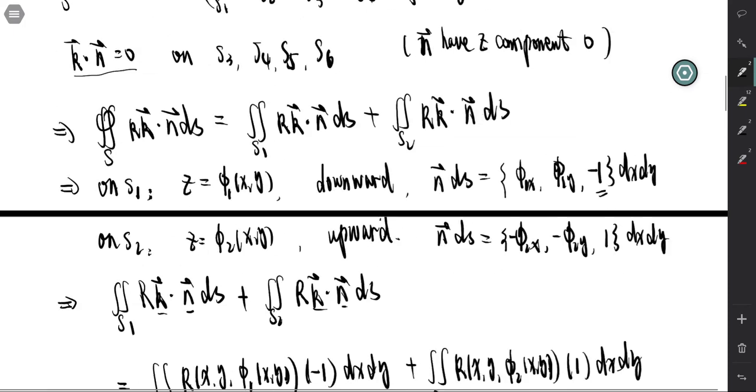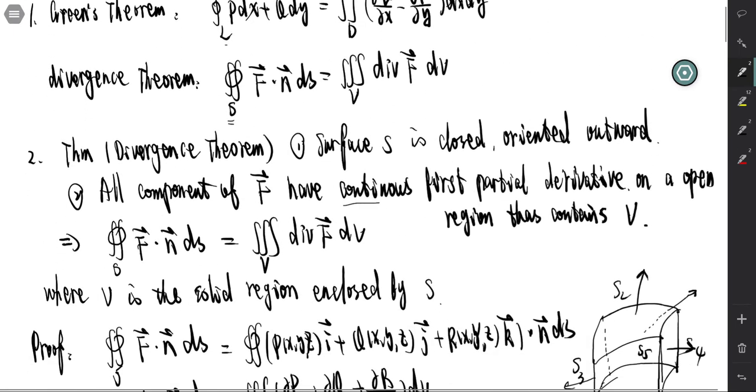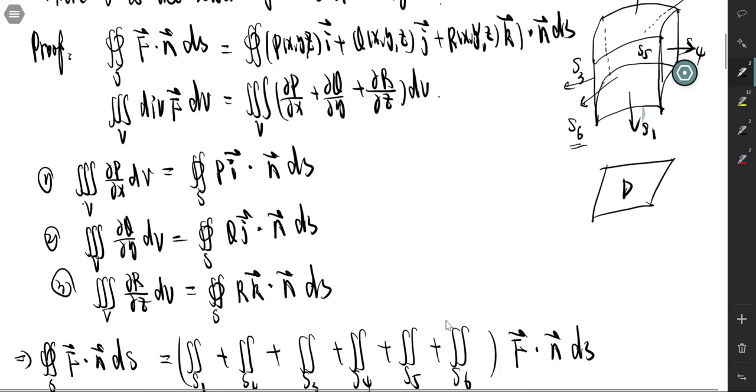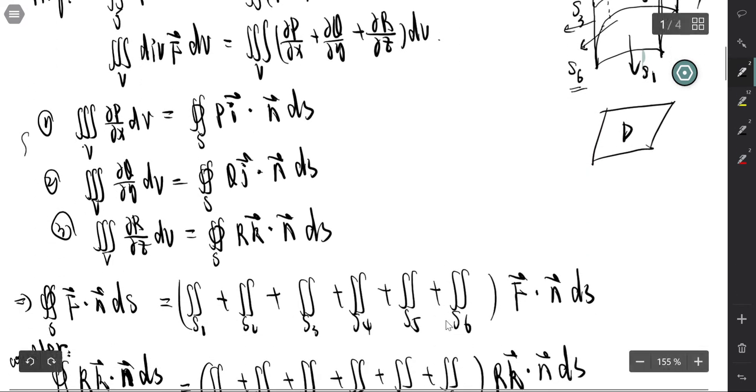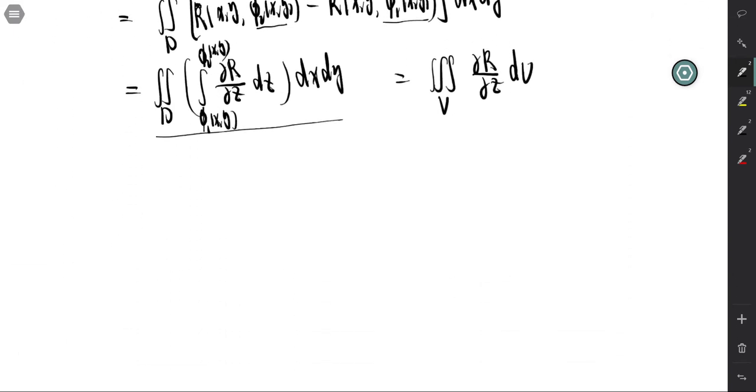Our other two equations can be proved similarly. These two can be proved similarly. Okay, that's the divergence theorem. If the integration is on a closed surface, then we can use the divergence theorem directly, if both S and F satisfy the conditions.